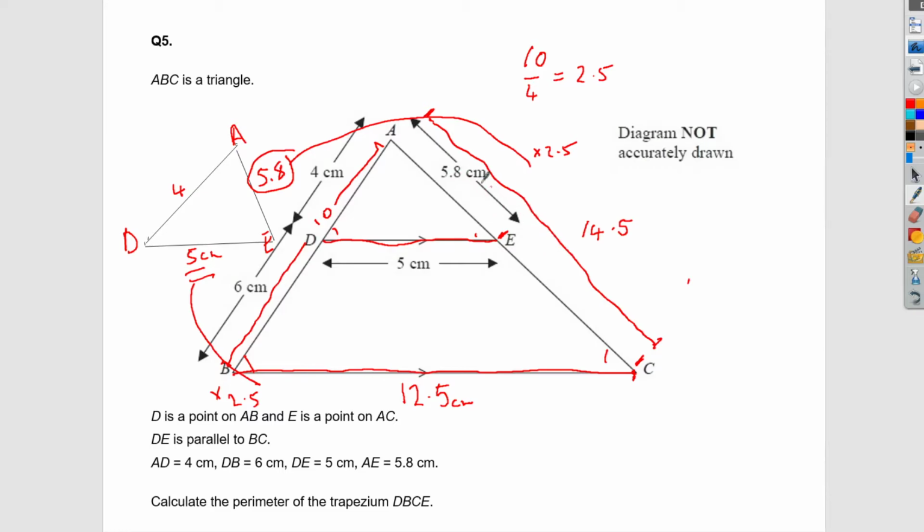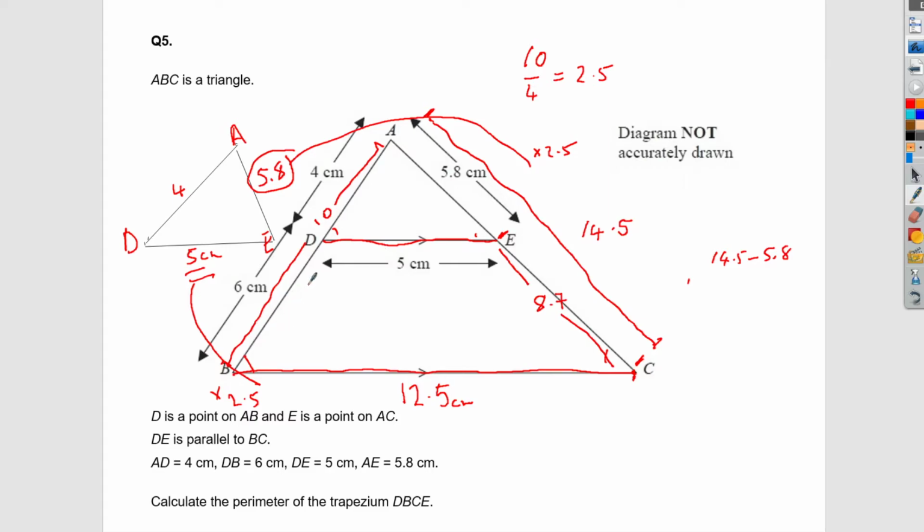In order to get E to C, I must do 14.5 and subtract the 5.8, which is A to E. So I get 14.5 and subtract 5.8. I'm left with 8.7. So E to C is 8.7.